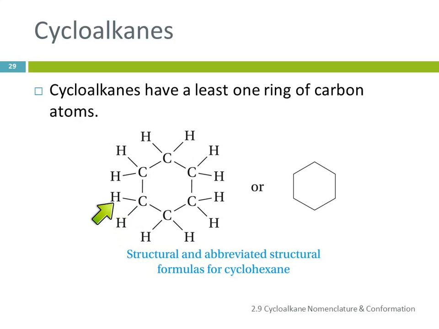And we have enough hydrogens to satisfy the 4-bond requirement for each carbon. So they're going to have 2 hydrogens each around the outside. When we draw the line structure, it's a hexagon. So we understand that the hydrogens are there.